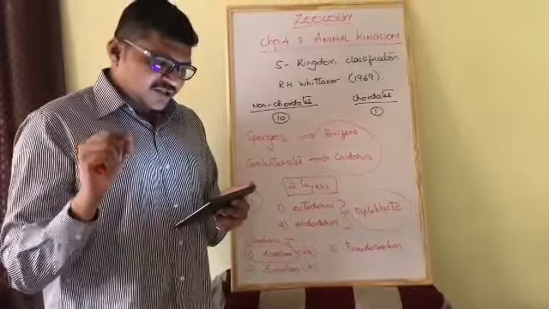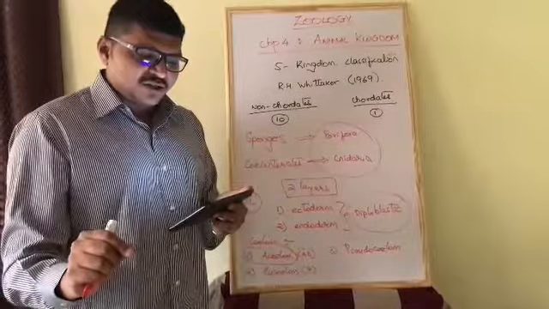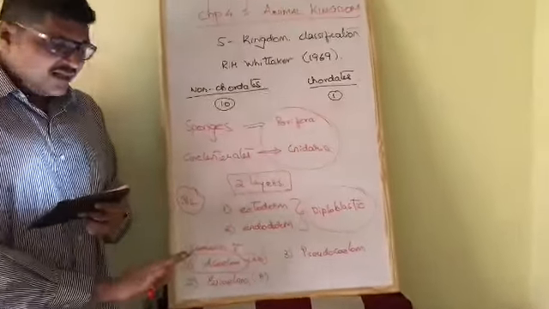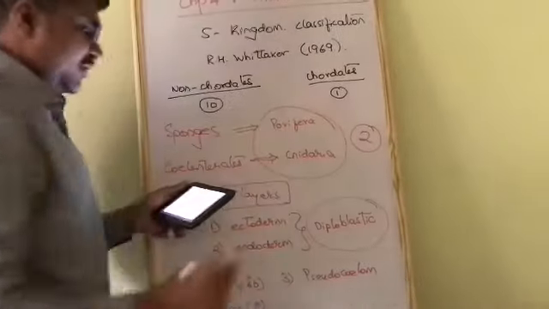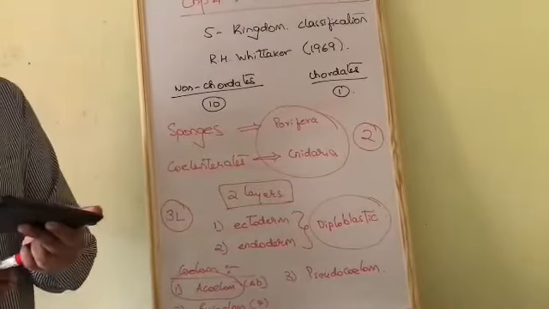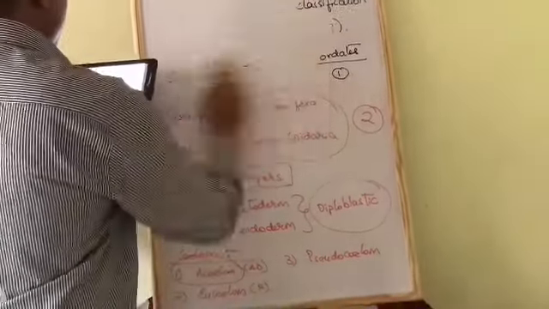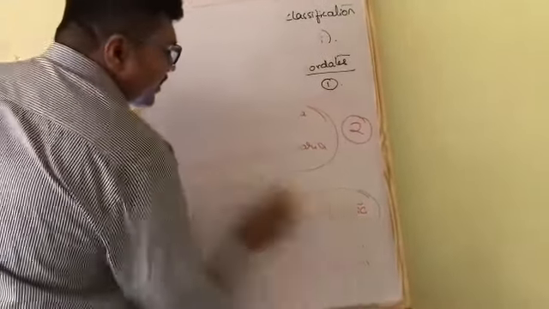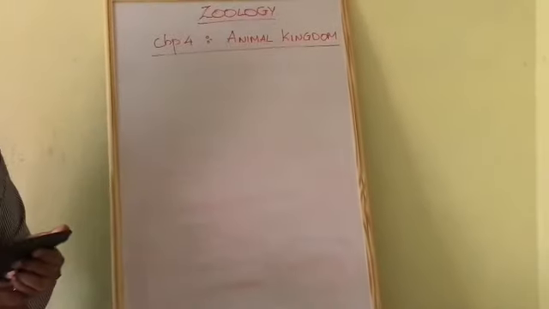The third option is triploblastic and acoelomate. Fourth option is triploblastic and pseudocoelomate. Now if you compare all the 4 options, then you can understand that option number 2 is the most appropriate for question number 1. So the answer for question number 1 is the second option, which says diploblastic and acoelomate. So I hope you all have understood the first question. We move on to question number 2.